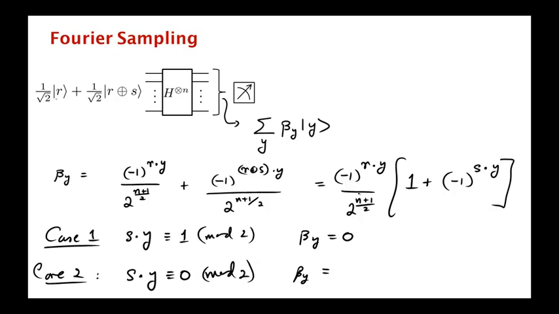Well, it's -1 to the r dot y. S dot y is 0, so this is times 2. So it's times 2 divided by 2 to the n plus 1 over 2, so it's 2 to the n minus 1 over 2. So when you sample, you see each such y with amplitude square of this, so beta sub y squared, which is the probability of seeing y, is just 1 over 2 to the n minus 1.